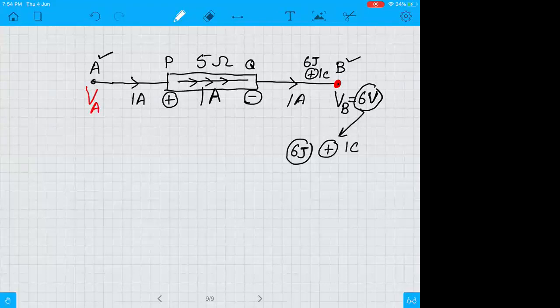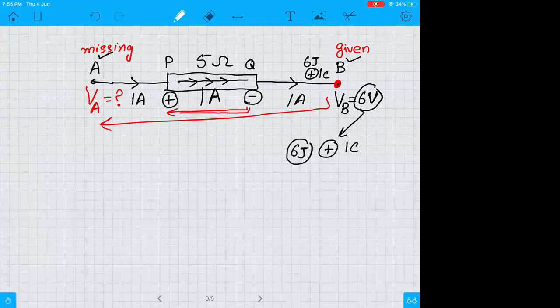Now focus on one thing. B is given and A is missing. It is to be calculated. VA is to be calculated. Now you see, if you are moving from B to A, then basically you are moving from the negative side towards the positive side. So this 1 ampere will be multiplied by 5 ohm according to Ohm's law. V is equal to IR, so it would become 5 volt.